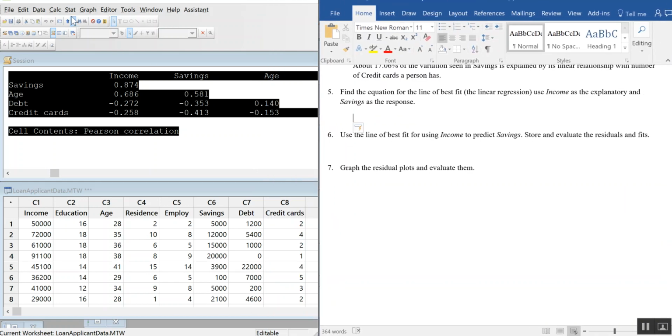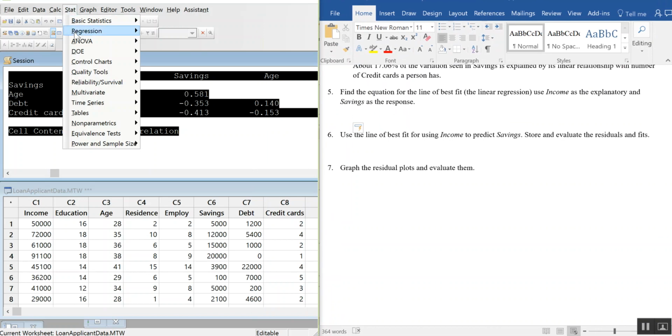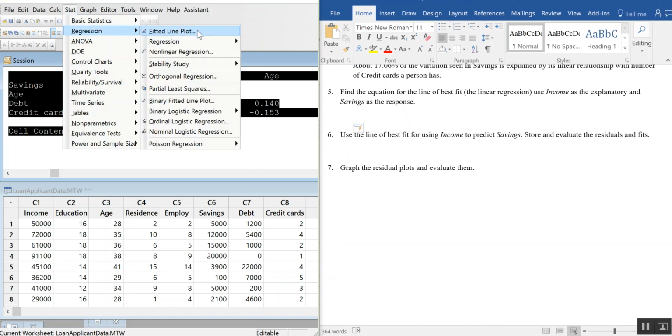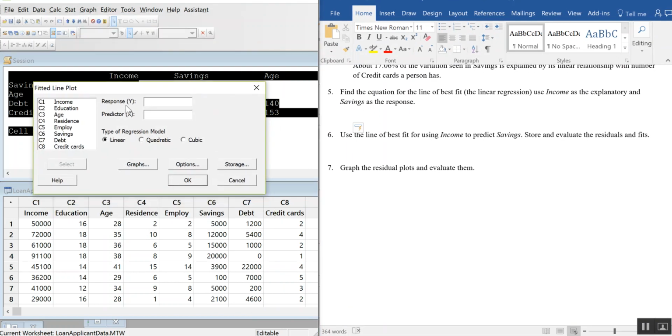All right. So we're going to go up to Stat, Regression, and I'm going to be using Fitted Line Plot for now. This is probably my favorite one. If you're just looking to create a line of best fit, it's probably the fastest. So first thing it's going to ask you for is your response, your Y value. And for us, that is going to be savings. And then our predictor that we're going to use is income.